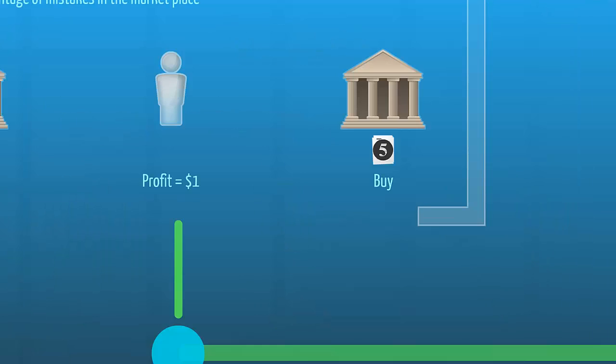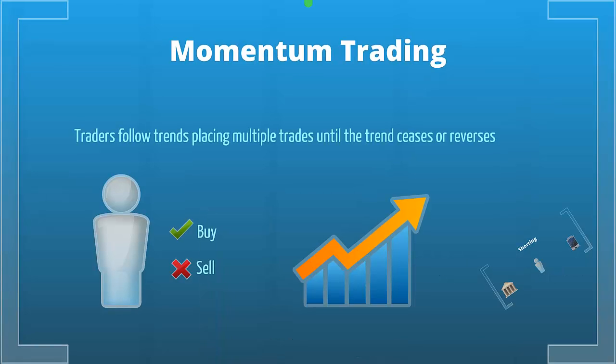And this trading is done when a particular stock is exhibiting a specific trend. The trader follows the trend, placing multiple trades until the trend ceases or reverses. If the trend of the share is moving upward, the trader will buy the stock and sell it when the price has appreciated by a predetermined amount. If the stock price is falling, a momentum trader will sell the stock first, then buy it back again as the downward trend continues. This is known as shorting.